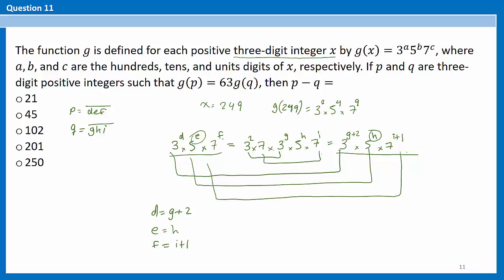Now, since the units digit of p is the same as the units digit of q, but plus 1, we're talking about a difference of 200 here, 0 here, and 1 here. The difference would be 201. And that would be my answer, because when you subtract them, p is going to be greater than q by 201. That is letter D.